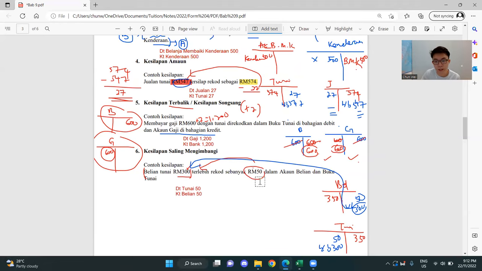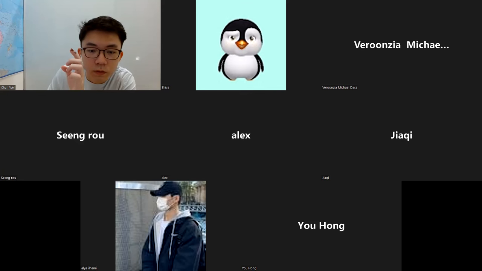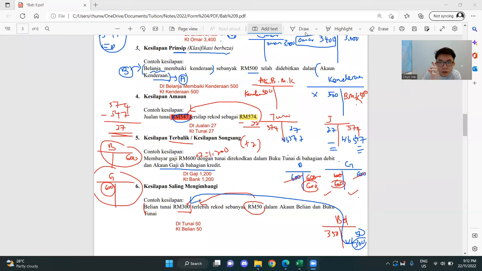Okay, now this one is something similar to your kesilapan amount. Correct, the same tersilap salah amount. But then the difference is, for the kesilapan amount, they will give you two amount. So you have to minus yourself. Correct, now, look at kesilapan amount now. Okay, look at this. Kesilapan amount. 547 and 574. They give you two amount. Then what we have to do, we have to minus to get the difference. And then we do the recording.